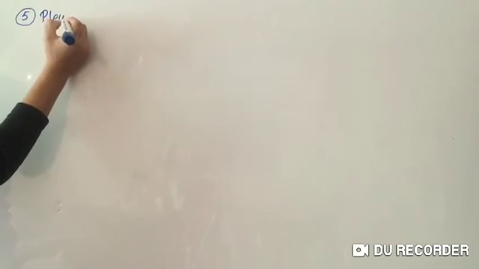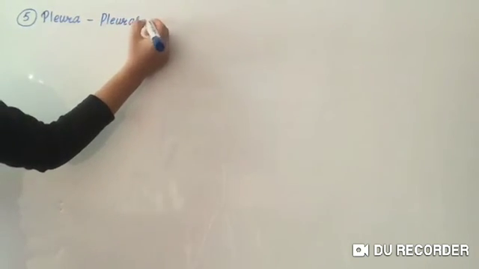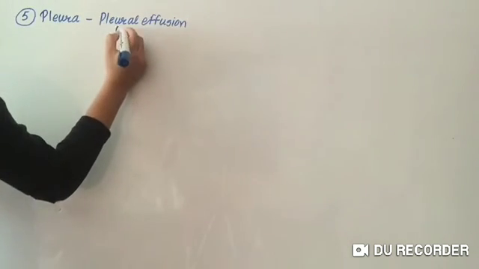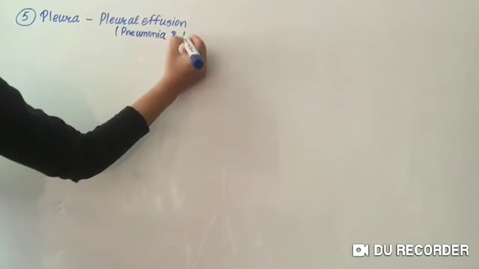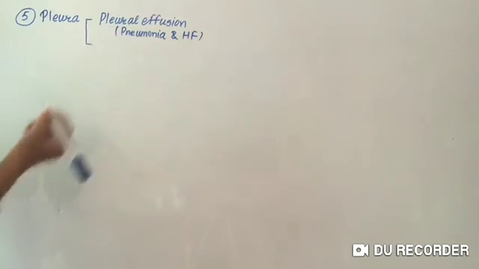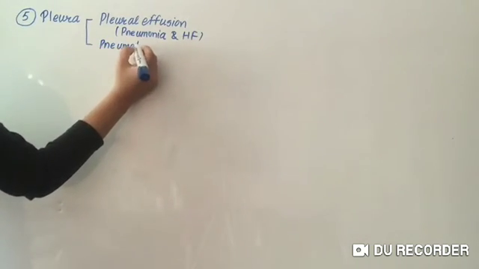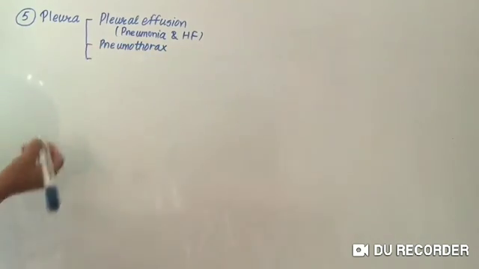Next, fifth number is lung diseases which affect the pleura. It includes pleural effusion. Pleural effusion includes pneumonia and heart failure also. Next disease is pneumothorax. Pneumothorax is collapsing of the lungs.